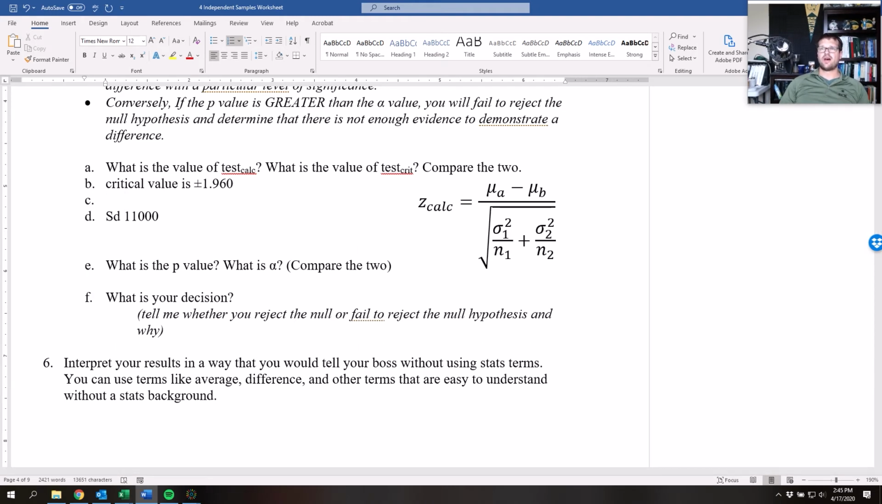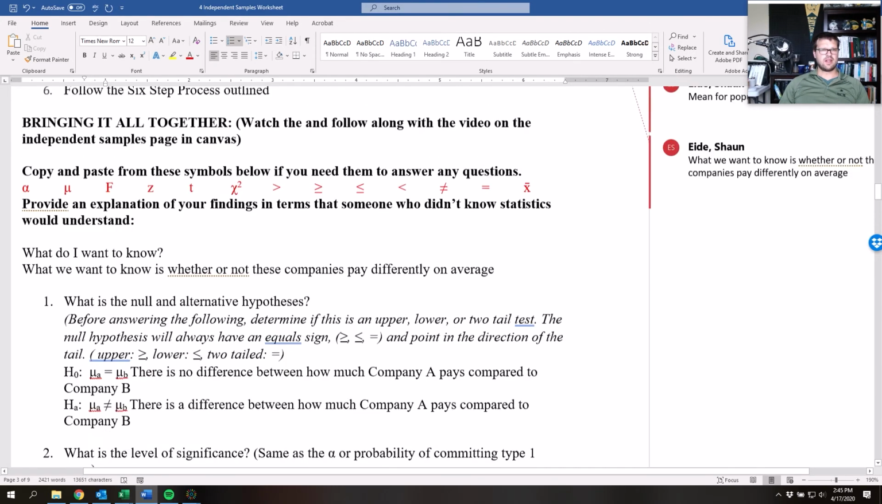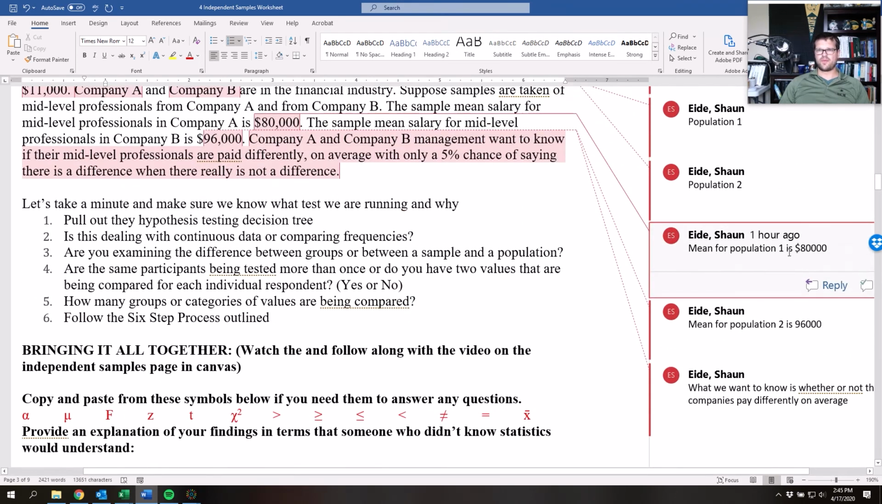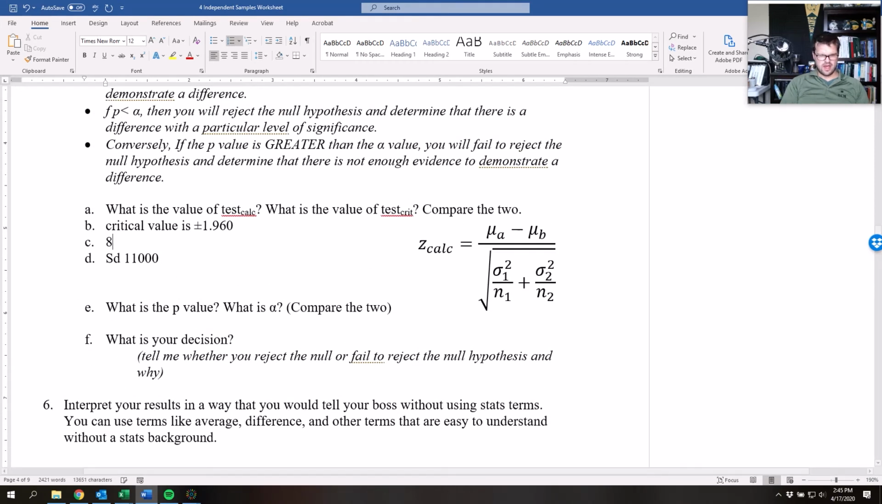So let's do mu sub A minus mu sub B. So mu sub A is 80,000, and then mu sub B is 96,000. So that's going to be 80,000 minus 96,000. So that's going to be 16,000. And 16,000 divided by 11,000.